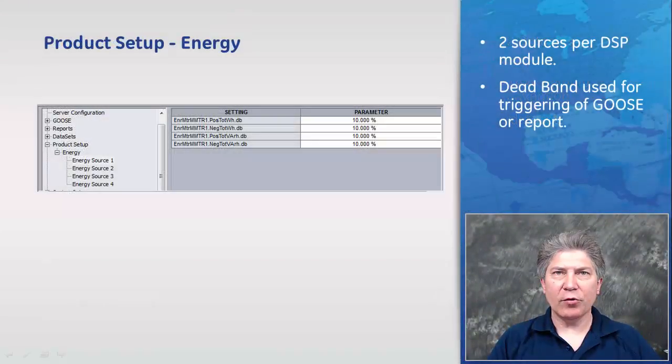Next, we'll look at the categories under product setup. The first one is energy. There are 4 energy sources, and this is associated with the number of DSP modules. There are 2 sources per DSP module. So this is where we set up the deadband for the energy. The deadband represents how much the analog value needs to change by to trigger a Goose message or a report.